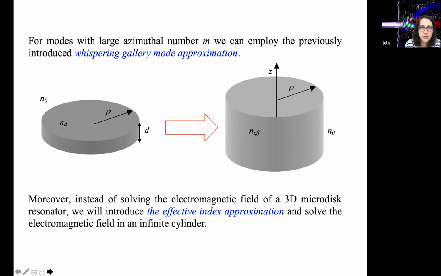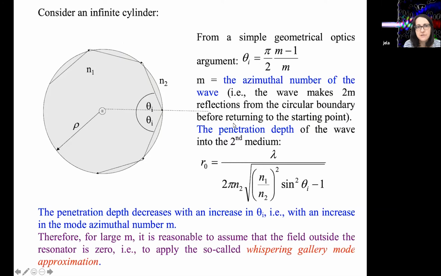Whispering gallery mode approximation allows us to neglect the fields outside of the disk. And we discussed last time that this holds when you are studying modes with large azimuthal number M. In the geometrical optics picture, azimuthal number means the number of reflections that the mode makes from the interface, but you will see that in the actual wave equation solution for whispering gallery modes, 2M corresponds to the number of nodes or antinodes of the field as you're moving along the edge of the disk. So for large M, you can neglect the field outside of the structure.